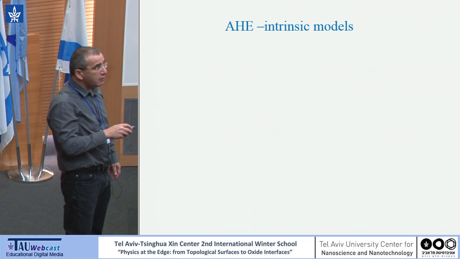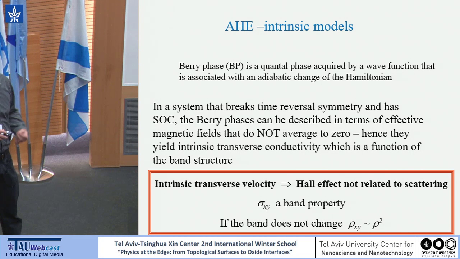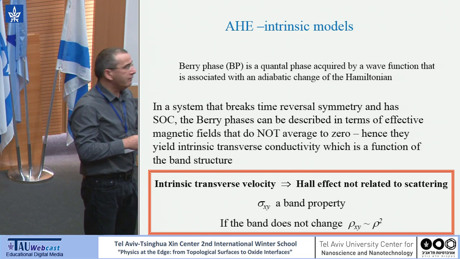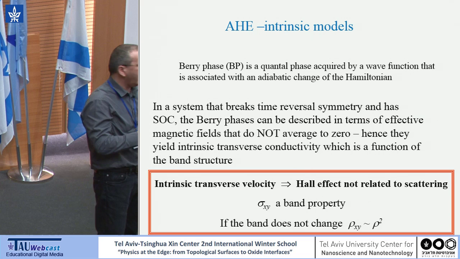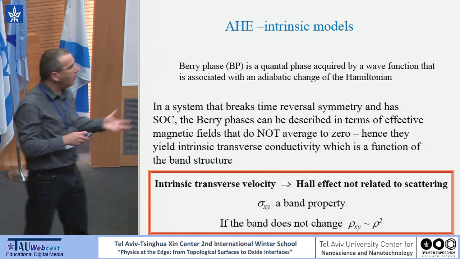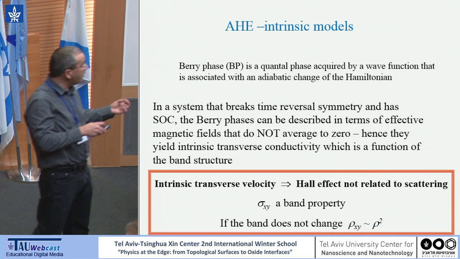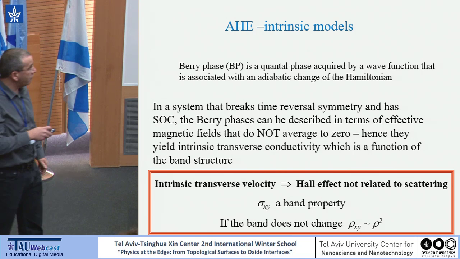Now, in addition to this extrinsic model, there are what are called the intrinsic models. And this is an effect which is closely related to the band structure itself, or more specifically, to the Berry phase that is associated with the band structure of the conductors. Now, this Berry phase acts as an effective magnetic field, which leads to this anomalous Hall effect. And in magnetic conductors, the Berry phase, actually the effective field, does not average to zero. So in this mechanism, which is an intrinsic band property, sigma xy is a band property, and it is constant. When the band structure is constant, also sigma xy is constant. So if sigma xy, for instance, for some material is constant as a function of temperature, then rho xy would also be proportional to rho squared. This is for this mechanism.